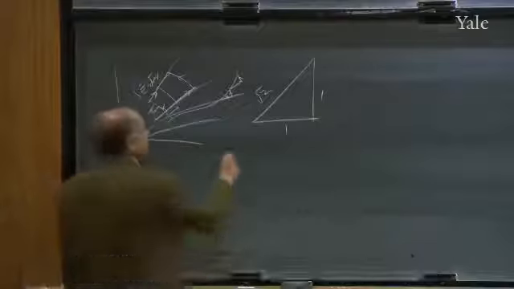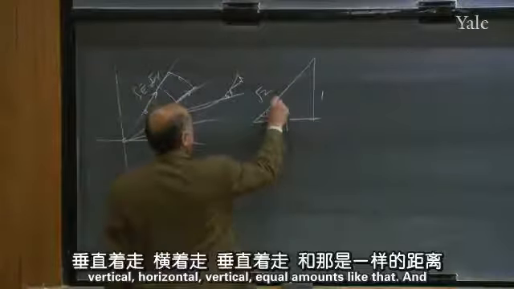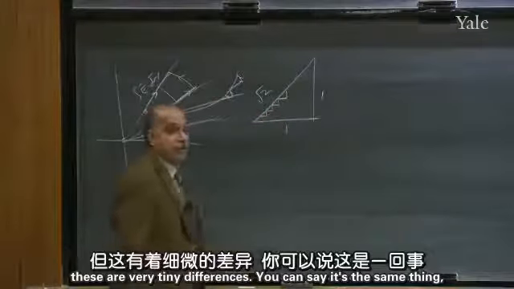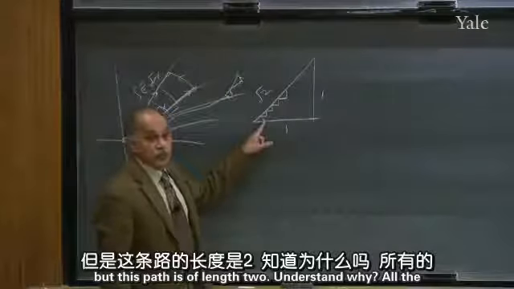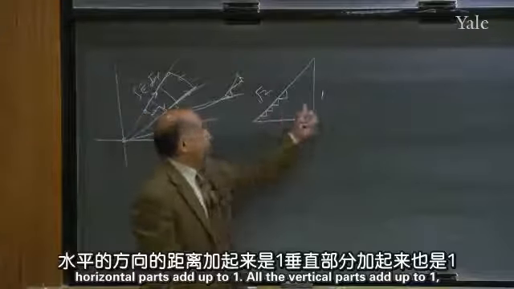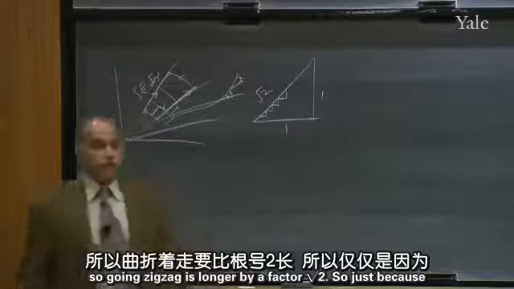But then you say, I'm going to take a different path. I'm going to go horizontal, vertical, equal amounts like that. And these are very tiny differences. You can say it's the same thing. But you know this path is of length 2. Understand why? All the horizontal parts add up to 1. All the vertical parts add up to 1. So going zigzag is longer by a factor root 2.